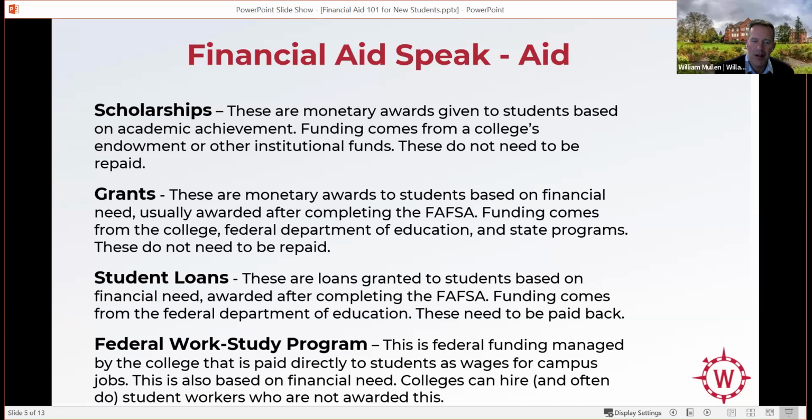Willamette has a combination of merit scholarships based on academics, and some programs have competitive scholarships too. And if you've applied and you've been admitted to Willamette, you'll get information about competitive scholarships as well.